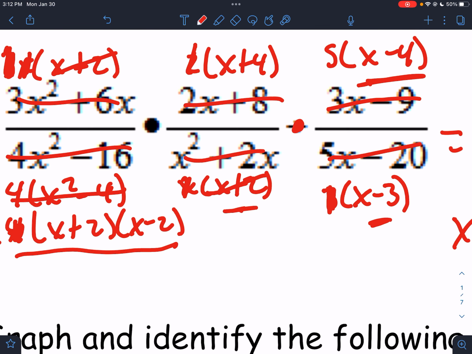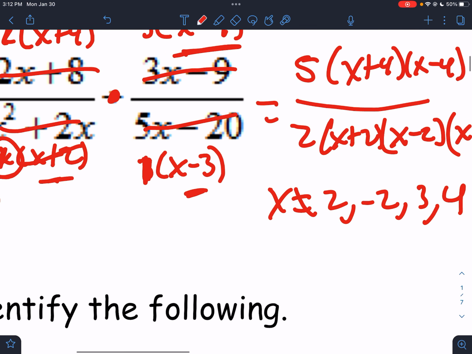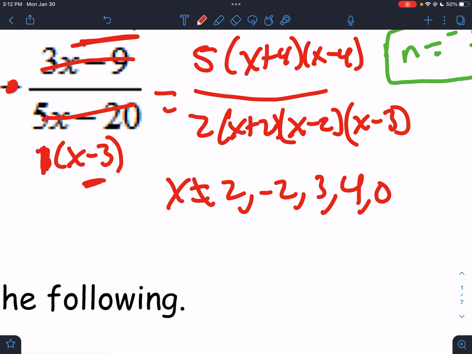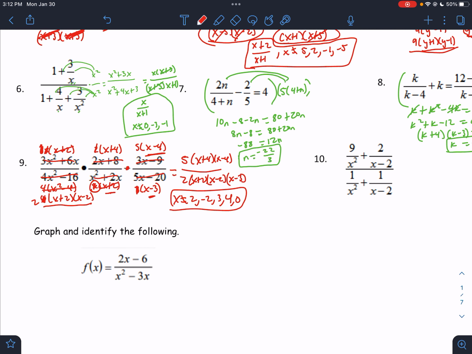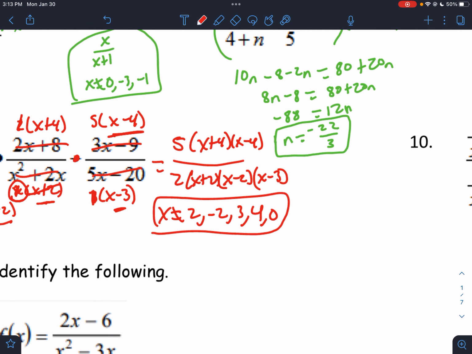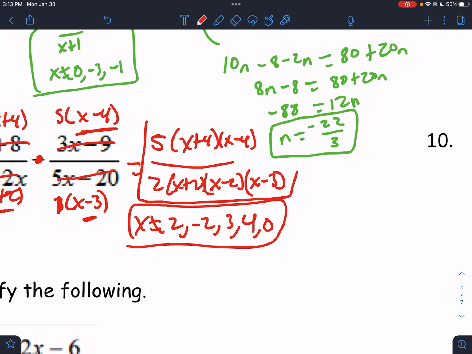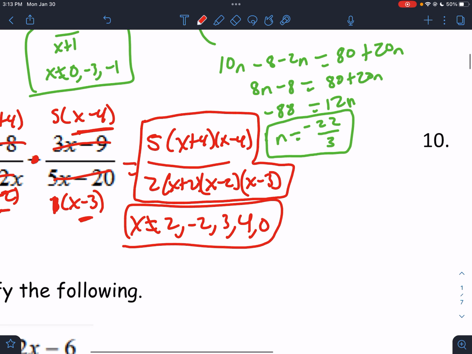Oh, and we have these x's. Remember I canceled x? So that's a 0. That's a 0 we've got to remember. Okay: 2, negative 2, 3, 4, and 0. So this would be my reduced version.